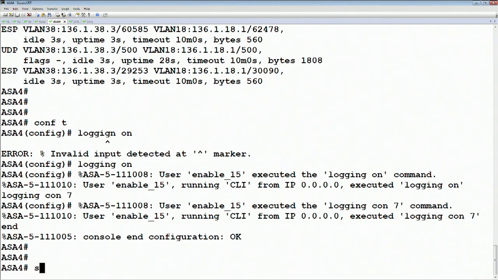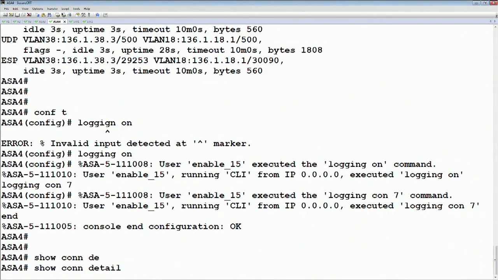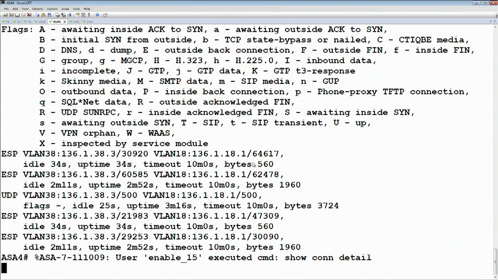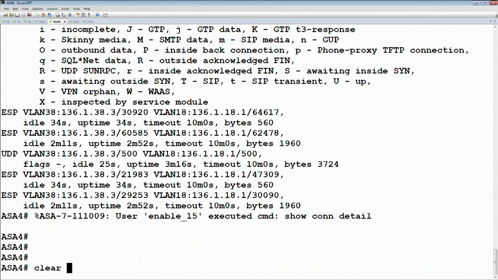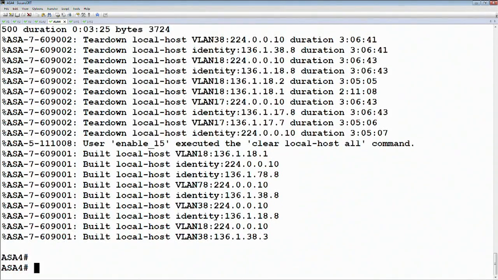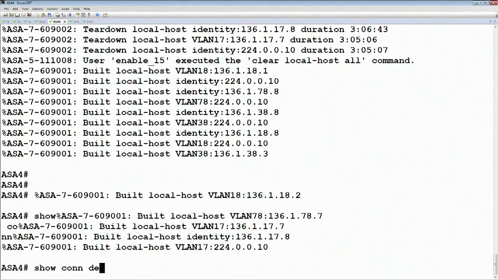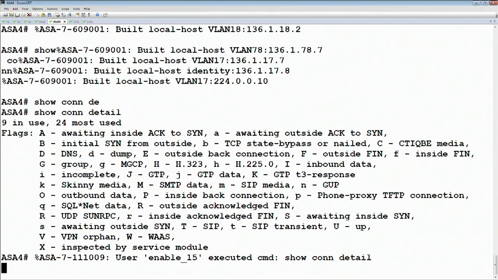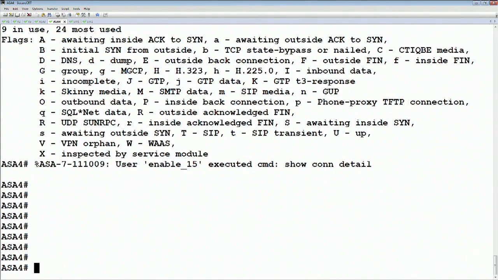On the ASA, if we show connection detail, these are still waiting to time out. So basically I need to clear all these connections. Clear local-host all. Show connection detail. Okay, so now the connections are deleted.